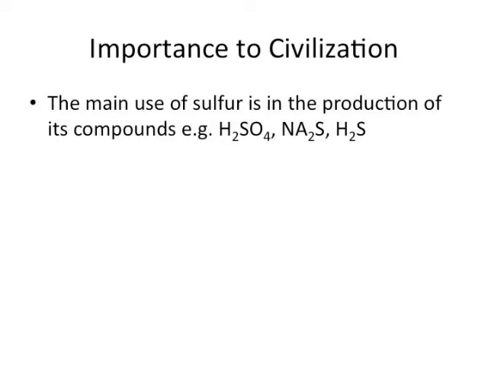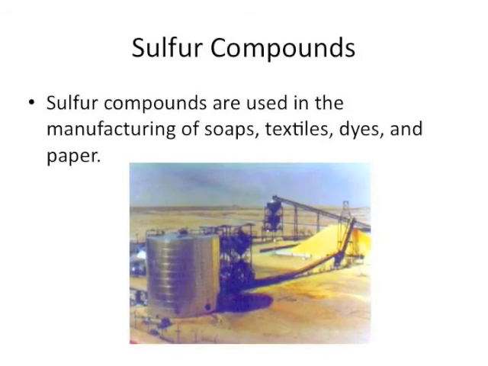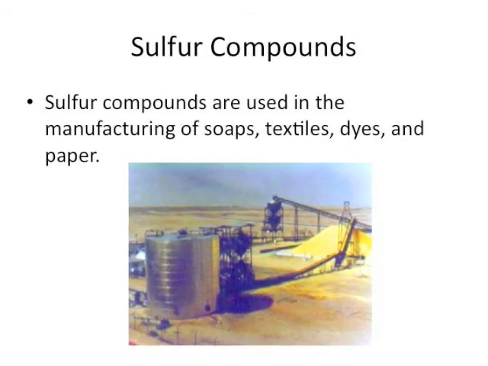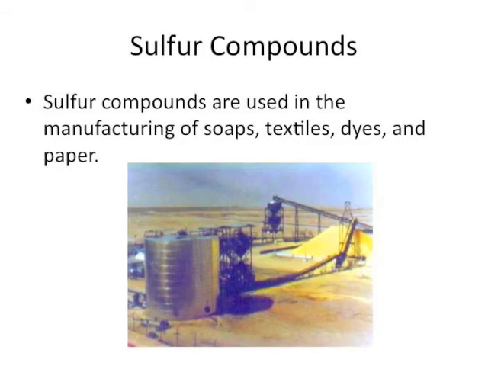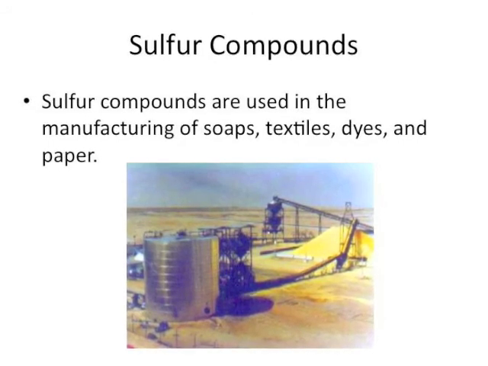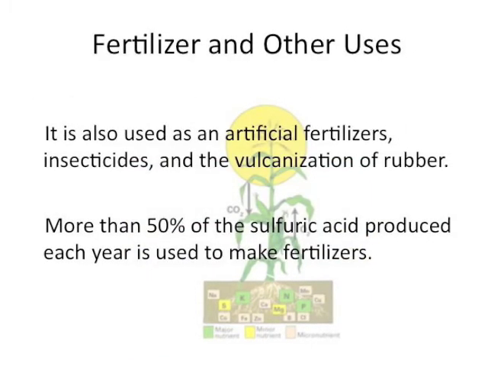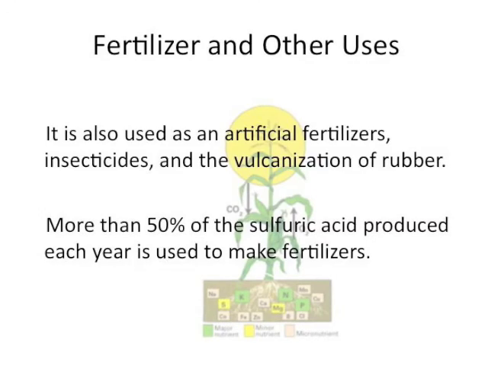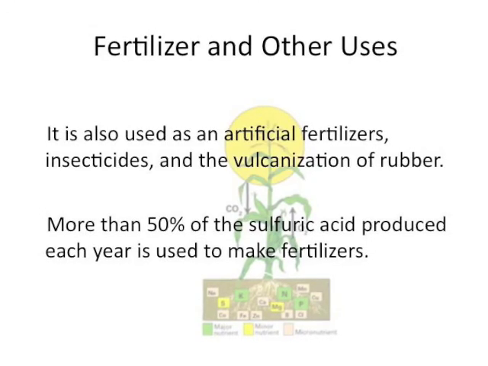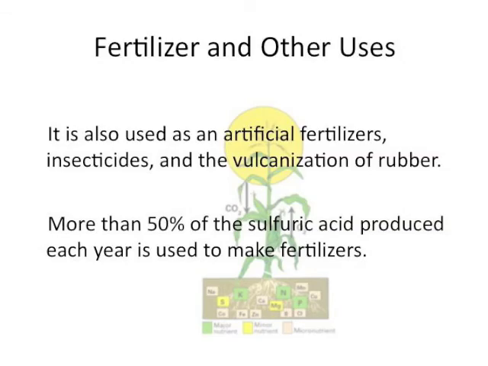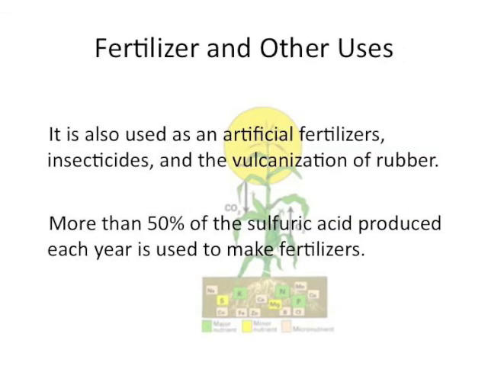Sulfur's importance to civilization. The main use of sulfur is in production of its compounds, such as sulfuric acid, sodium sulfide, and hydrogen sulfide. Other important uses of sulfur are in photographic film, in the production of drugs, explosives, and automobile batteries. Sulfur is also used in the production of fertilizers, insecticides, and the vulcanization of rubber. More than 50% of the sulfuric acid produced each year is used to make fertilizers.